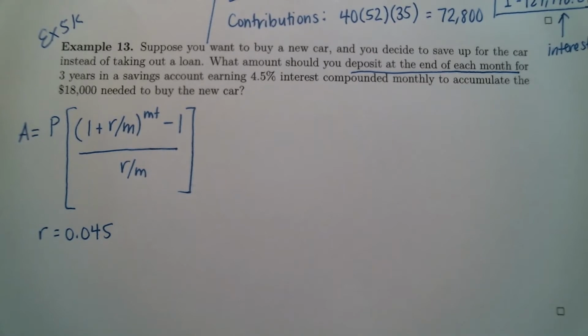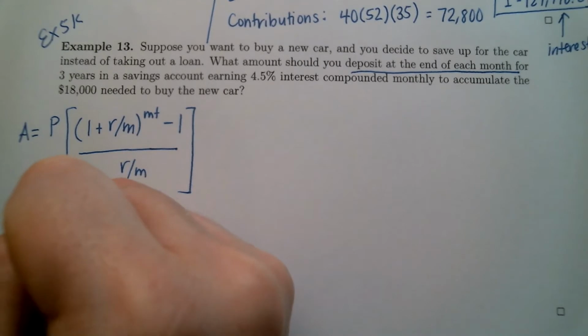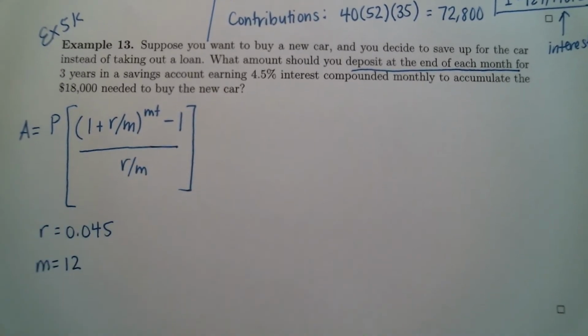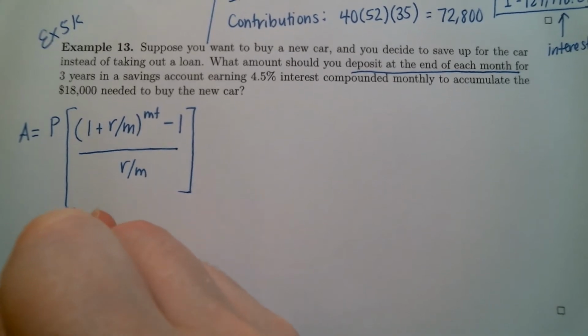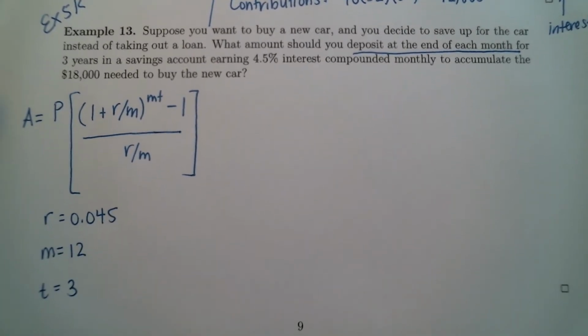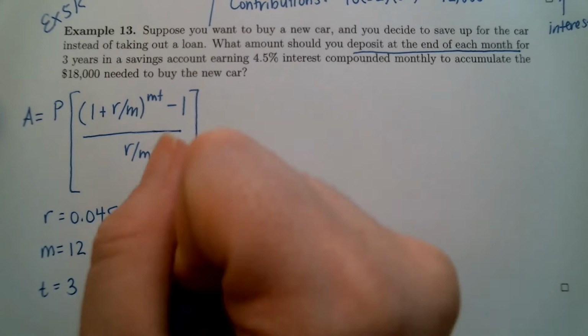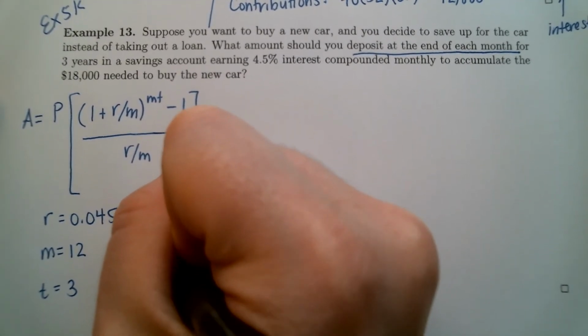What else do we know? We're doing everything monthly, so we're making monthly deposits and the interest is being compounded monthly. Those two things will always coincide, by the way. So M is 12 here. We are saving up for a total of 3 years, so T is 3. That leaves us with A and P that we need to talk about.